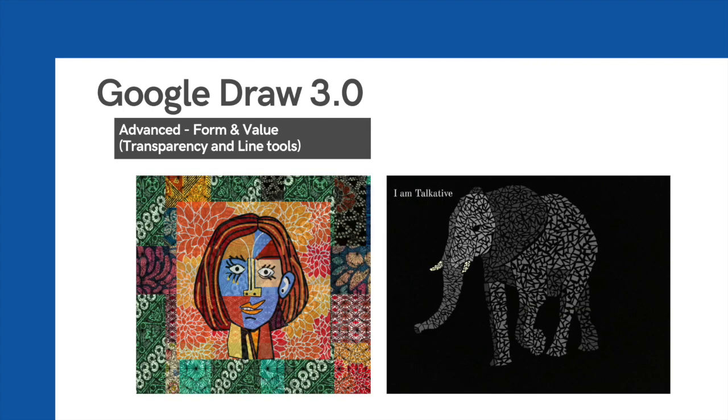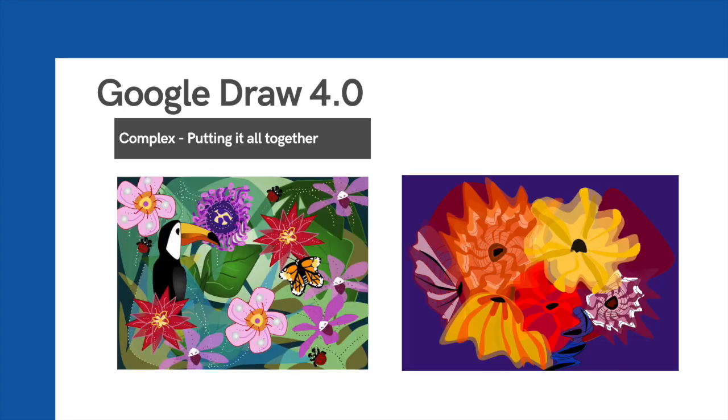Google Draw 3.0 is the advanced project area, and this includes a lot of talking about form and value, the transparency, and again, the line tools, but we're really thinking more in layers of how we're combining our shapes. And then Google Draw 4.0 is really the future, and it's highly complex. And this is where students put together all of the different elements and the different Google Draw tools that they've learned to use. So we're talking about major projects that include all of these tools together.